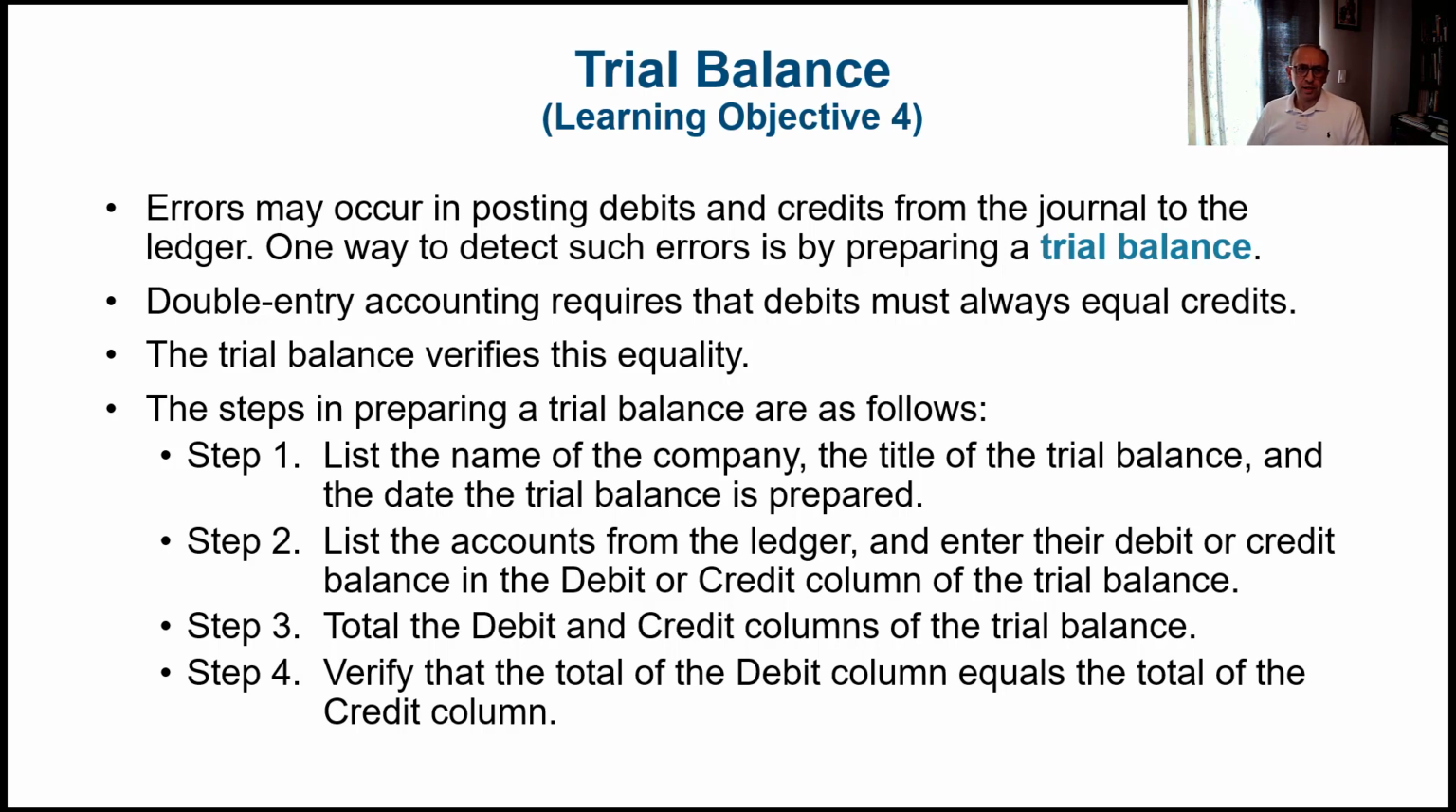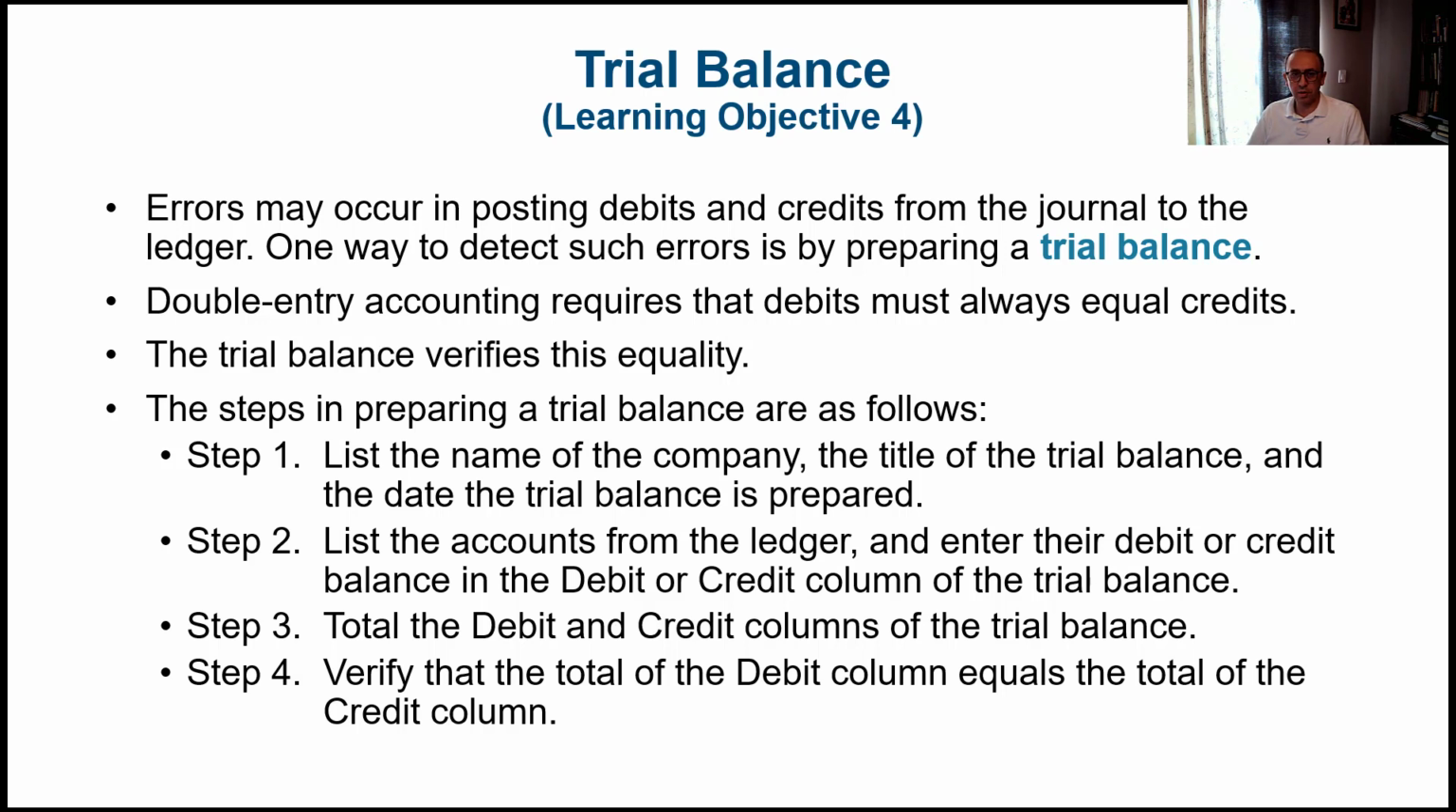Double entry accounting requires that debits must always equal credits, and this is obvious and clear for everything that we've done in the past. For every journal entry, we always recorded something on the debit and something else on the credit. And because of that, we always expect that the total debit balances should always equal the credit. So the trial balance verifies this equality, that what we have on the debit matches what we have on the credit. So the steps for preparing the trial balance are as follows.